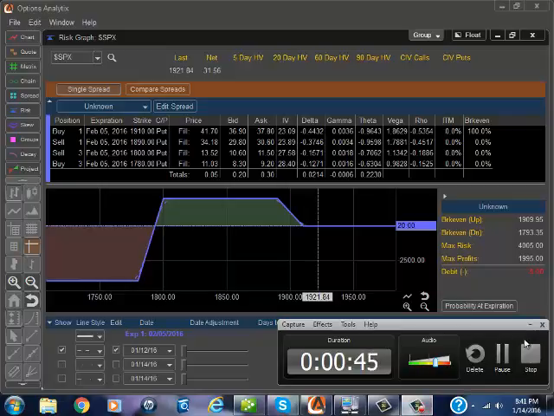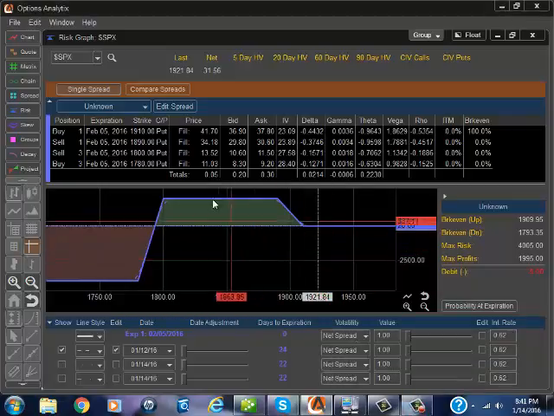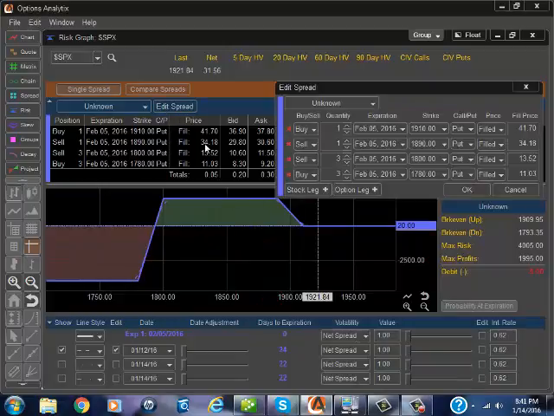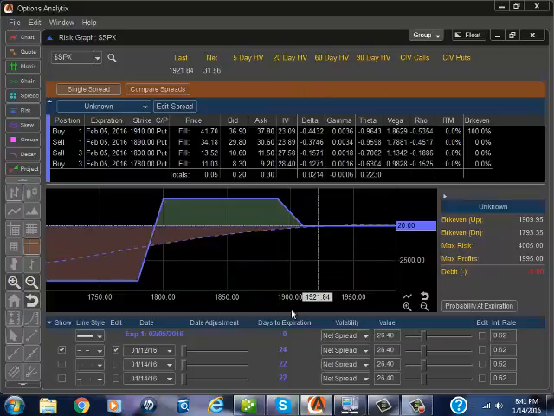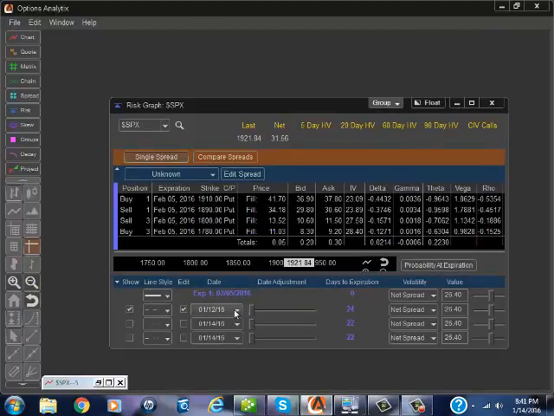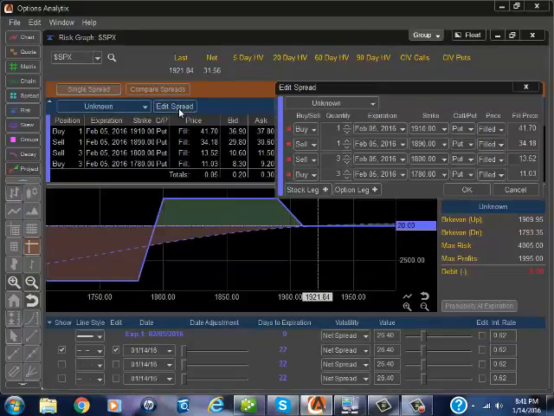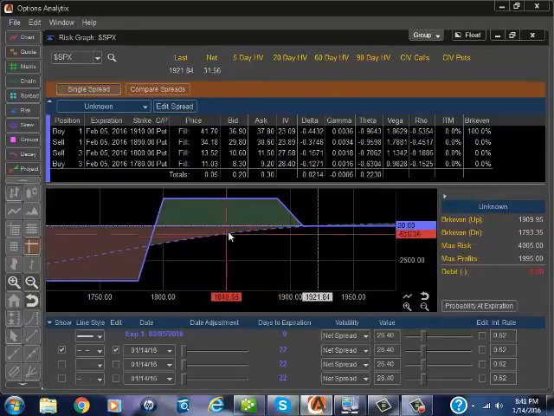A couple things here. First, I want to look at this unbalanced condor position we have on, and I just have to go in here and hit edit spread and do it like that, so that the present day profit loss line will come up.